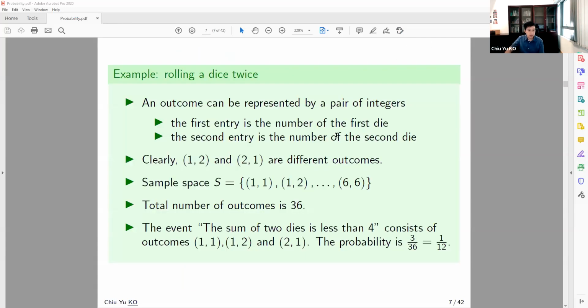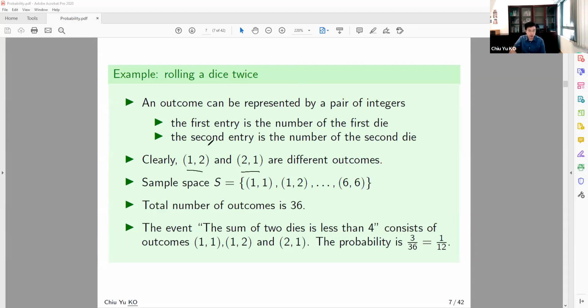Let's go to the next slide. This is a little bit more complicated. Now I roll a die twice, or I roll 2 dice. So the question is, how does that work? Now the outcome you cannot represent by a single integer. We will need a pair of integers. The first entry will be the outcome of the first die, and the second entry will be the outcome of the second die. And I guess it is clear that (2, 1) and (1, 2) are different.